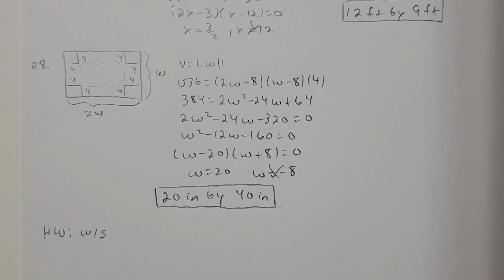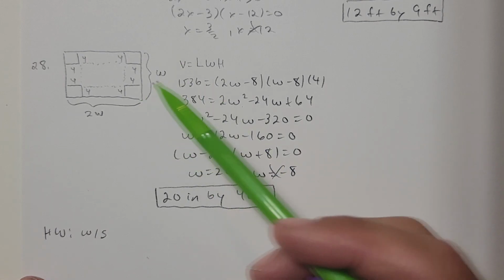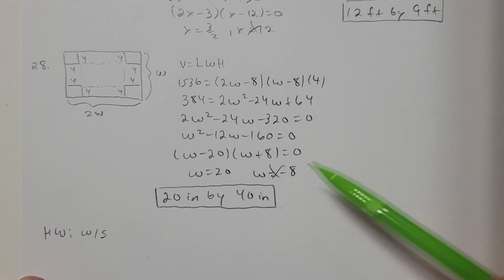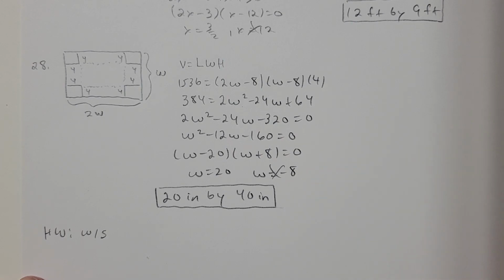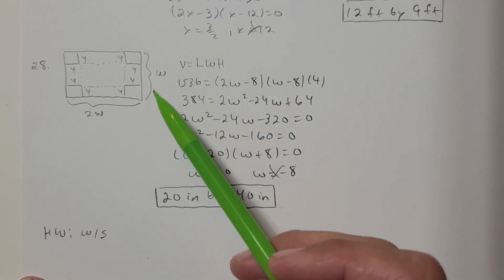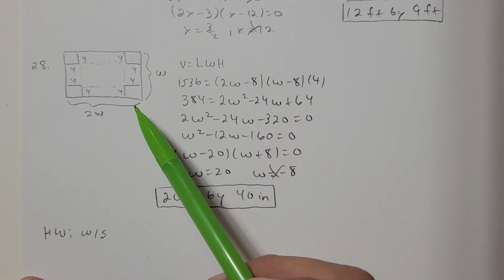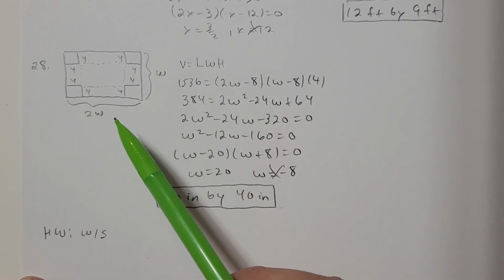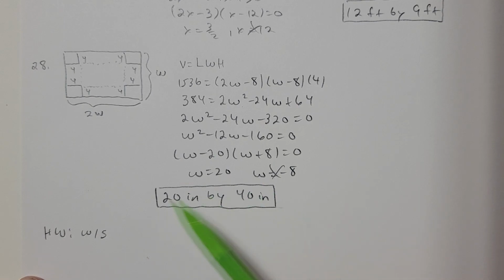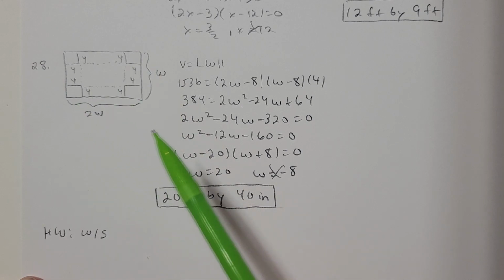So then I set each of these factors equal to 0. W minus 20 equals 0 means that W is 20. W plus 8 equals 0 means that W is negative 8. W is the width of the metal. It can't be a negative. That doesn't make any sense for what we have. So it looks like the width of the metal is going to be 20 inches, and the length of the metal would be 2 times that, so it'd be 40 inches. So the dimensions of the metal would be 20 inches by 40 inches.